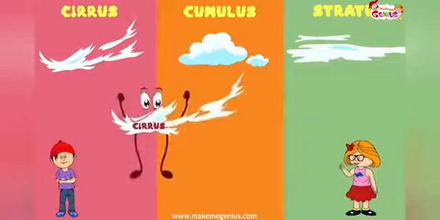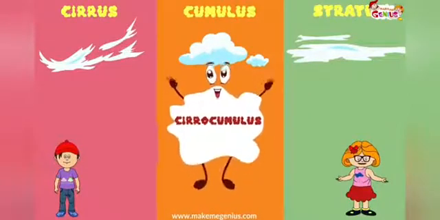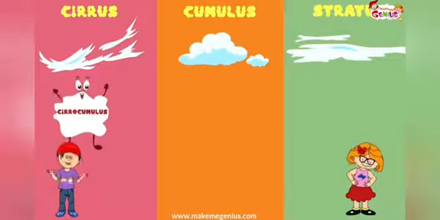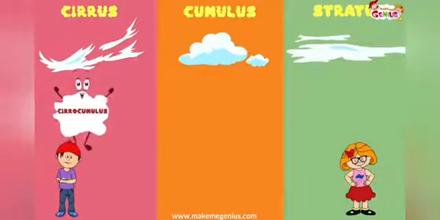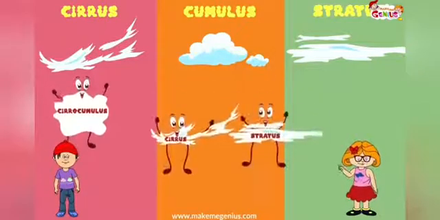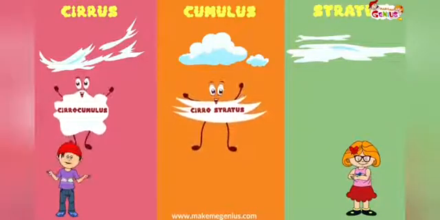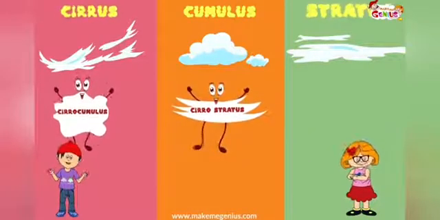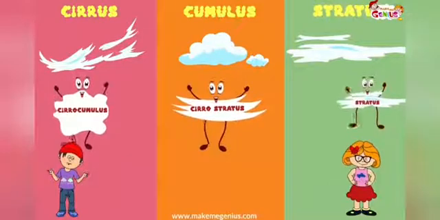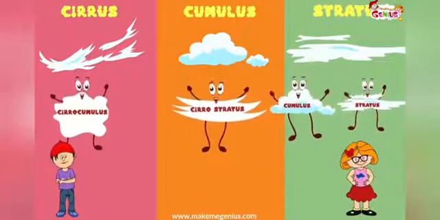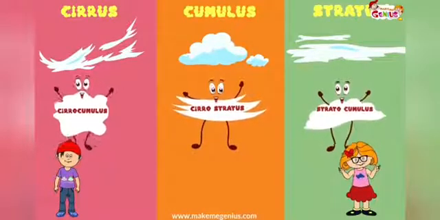Now, if cirrus and cumulus merge in each other, their names also merge. They become cirrocumulus. Wow! Similarly, if a cirrus shakes hands with stratus, they become cirrostratus. Wow! It is easy. Cirrus and stratus become cirrostratus. Let me guess about when stratus clouds combine with cumulus clouds. Well, they become stratocumulus. Well, you understood it well.